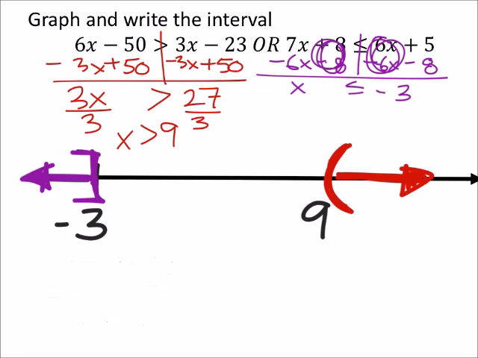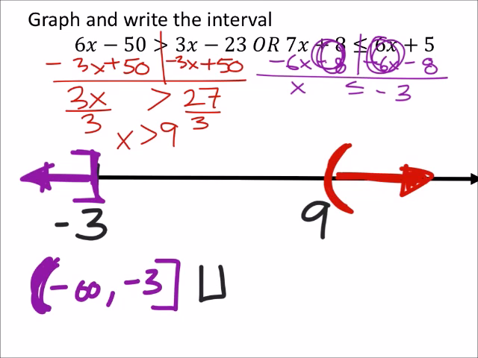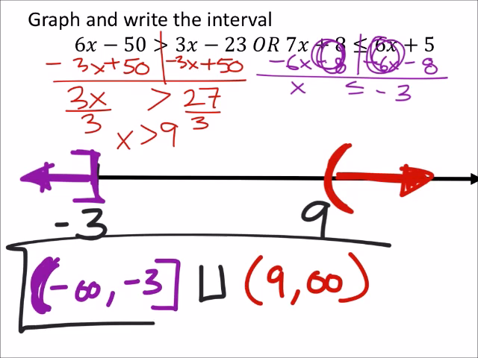All right, now we need the interval. So in purple, this goes all the way to negative infinity, which is not included. So we have this curved parenthesis here. Stops at negative 3. And we will unite this with starting at 9, which is not included. And this goes to infinity, which also is not included. Well, there's the interval right there.